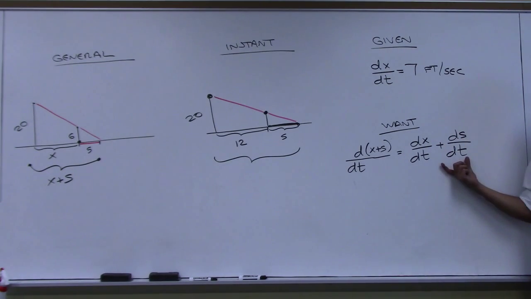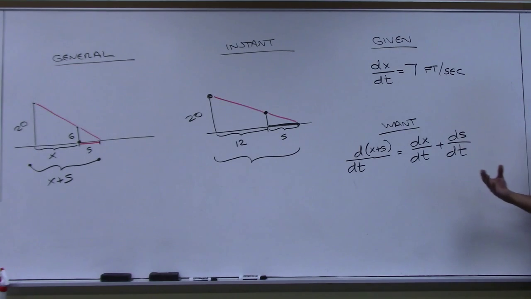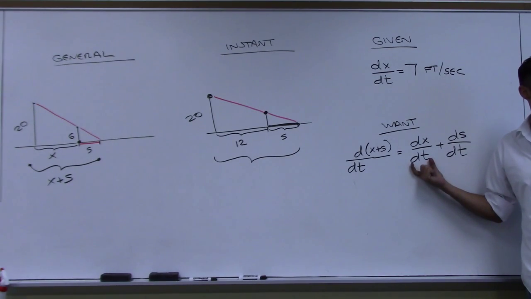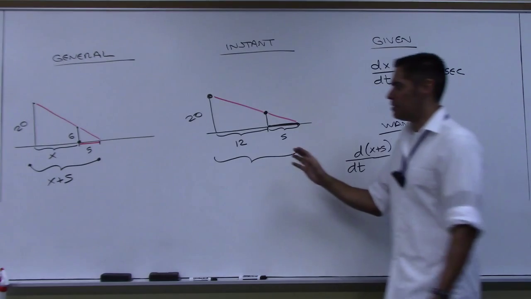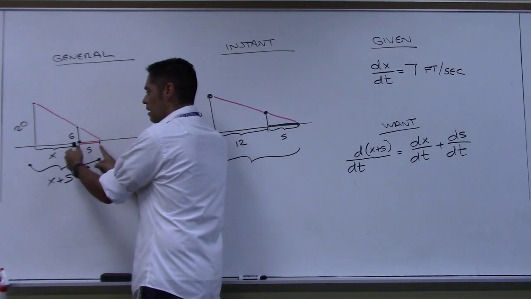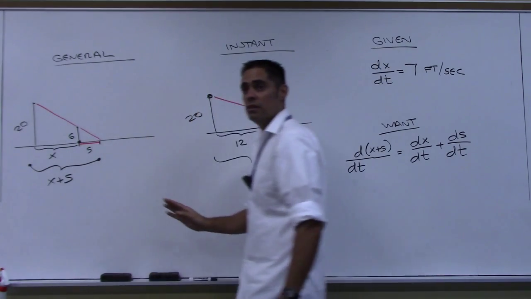And does that make sense to you that this is what we want? We want not only, the speed of the shadow relative to the pole is not just the speed of the shadow relative to the man, it's the speed of the shadow relative to the man plus the speed of the man. If that hopefully makes sense. If s is only this distance between the man and the shadow, the rate at which that changes, you have to tack on how fast x is changing.